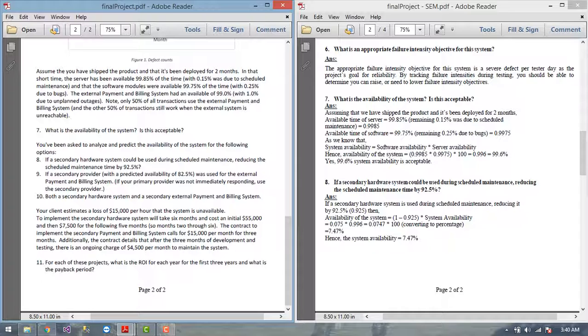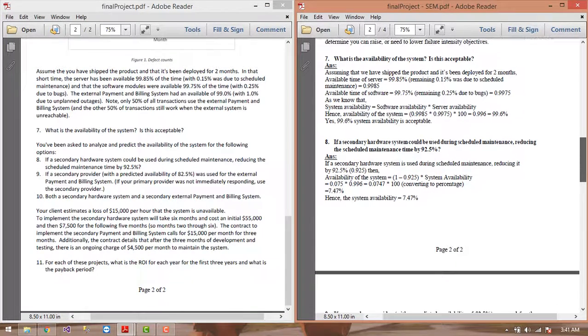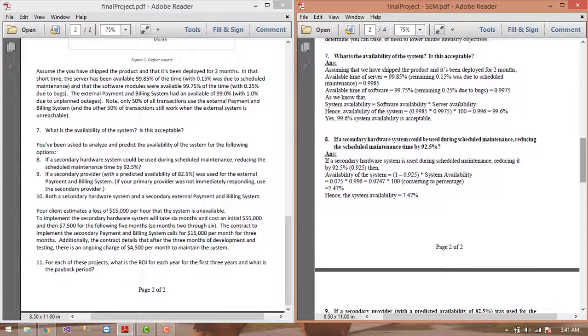So the available time of the server was 99.85%, that is 0.9985, and the available time of software was 99.75%, that is 0.9975. As we know the formula for calculating system availability, it can be calculated by multiplying software availability by server availability.